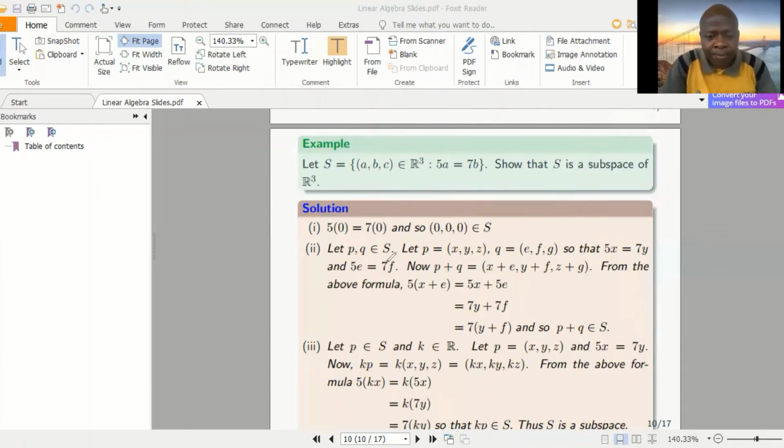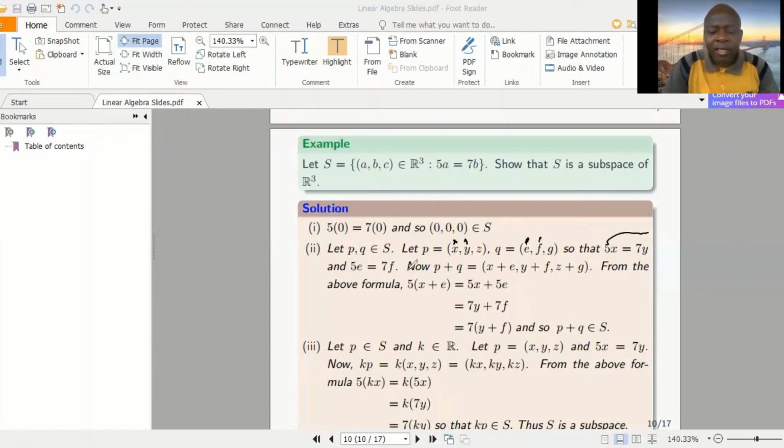Let me just repeat once more using my work here. I've said that let P and Q be members of S, and I want to let P be this and Q be this. And you see, P must be in S. For P to be in S, 5 times the first element must be equal to 7 times the second element. And that's what I wrote here. So that's fine. And also, I want to ensure that Q is in S. For me to ensure that Q is in S, 5 times the first element must be equal to 7 times the second element. And that's what I have here.